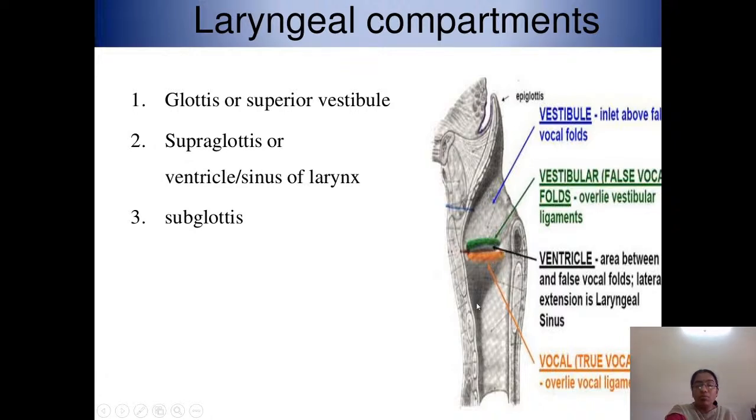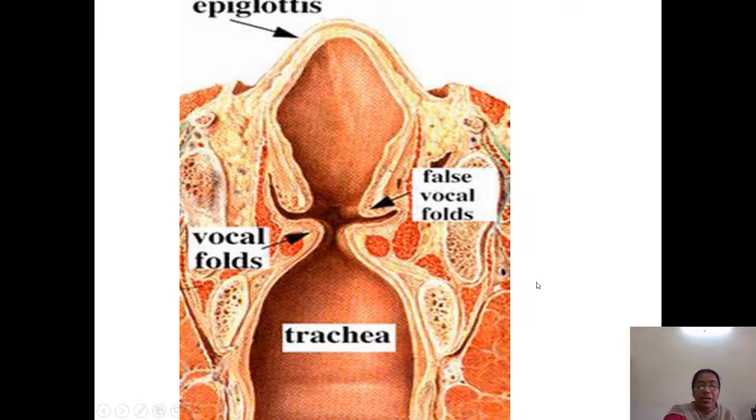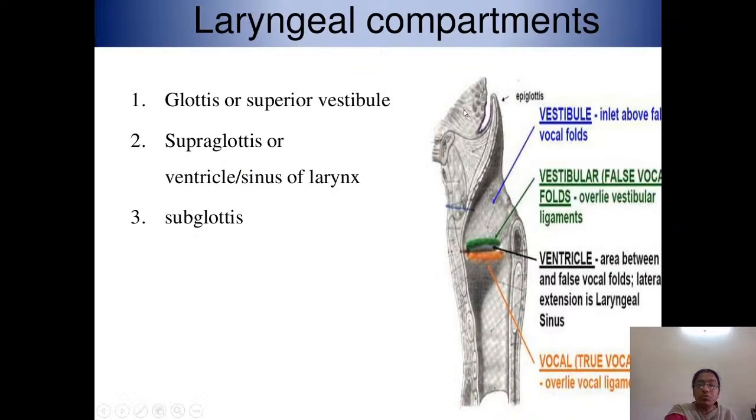Beneath the vocal fold, it is called the subglottic part. So because of these two folds, the vestibular fold and the vocal fold, the interior of the larynx is divided. The upper part is called the vestibule part, the superior vestibule part.